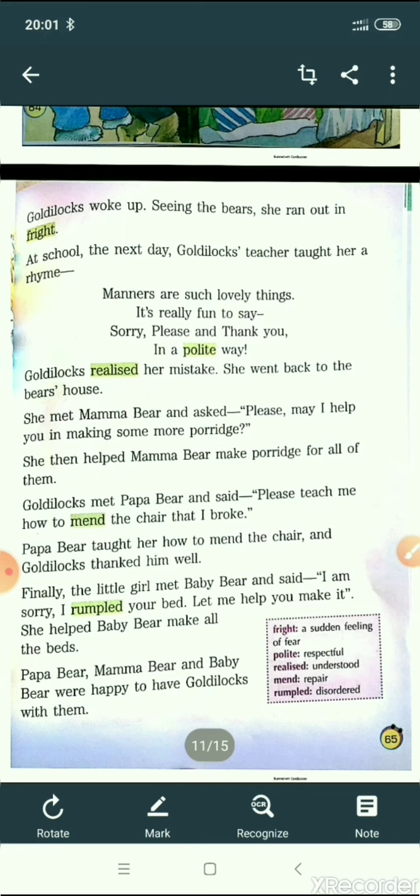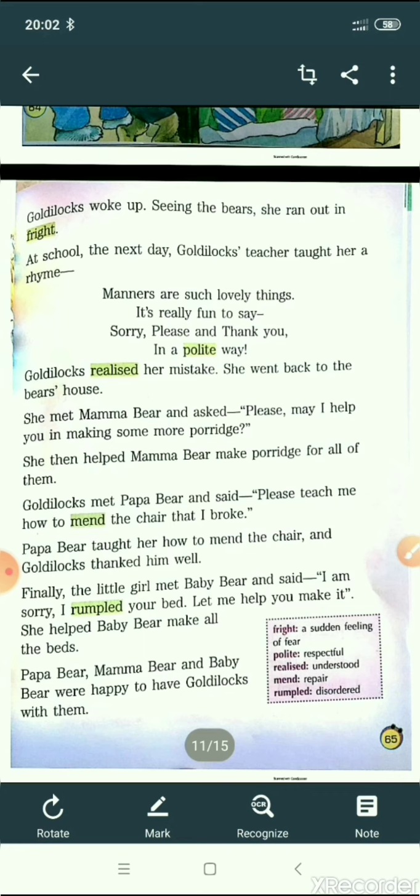She broke the chair. She slept on their bed, but she did not use any of the polite words. She did not use sorry. She did not use the words please and thank you. And she just ran away. So, after realizing her mistake, she went back to the bears' home once again.